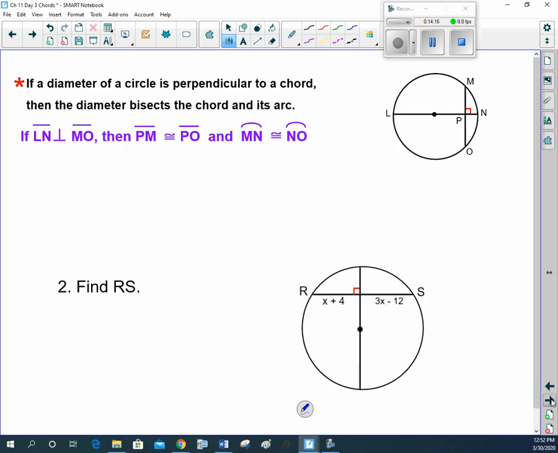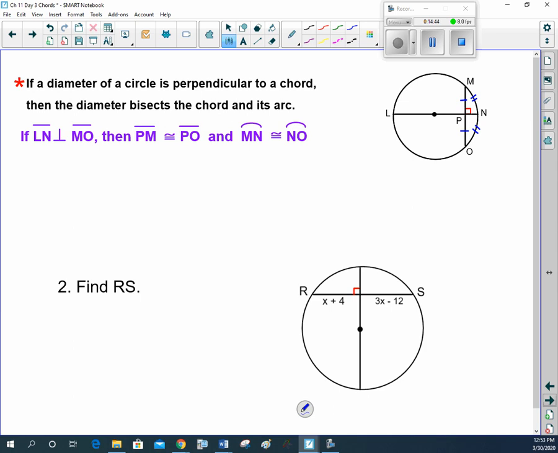Okay, if a diameter of a circle is perpendicular to a chord, then the diameter bisects the chord and its arc. Okay, so this is going the other direction now. I am telling you that it's a diameter and it's perpendicular to a chord. So if it's perpendicular, then we know that this part of the chord is congruent to this, and this part of the arc is congruent to that part of the arc. That's what it's telling you.